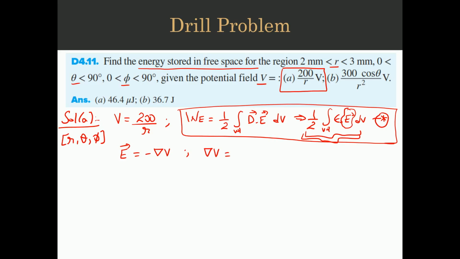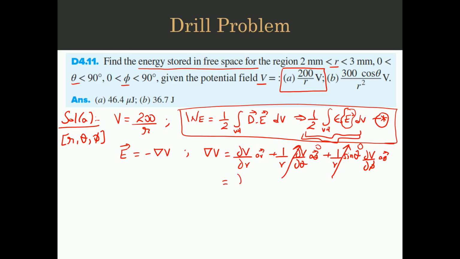Since this is a spherical field, the value will be the partial derivative of V along r, a_r, plus 1 by r partial derivative along theta, a_theta, plus 1 by r sine theta partial derivative of V along phi, a_phi. So this is the gradient of V for the spherical coordinate system. If you look at this equation, the potential is only given in terms of r, so automatically the theta and phi portions become 0. We just need to find the partial derivative along r.